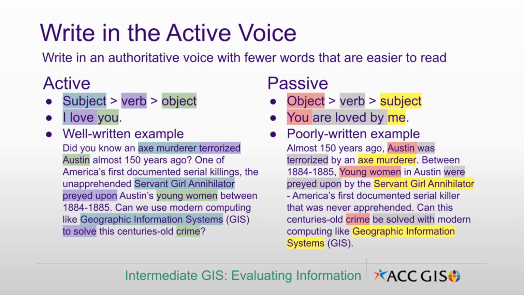Did you know an axe murderer terrorized Austin almost 150 years ago? One of America's first documented serial killings, the unapprehended servant girl annihilator preyed upon Austin's young women between 1884 and 1885. Can we use modern computing like geographic information systems to solve this centuries old crime?